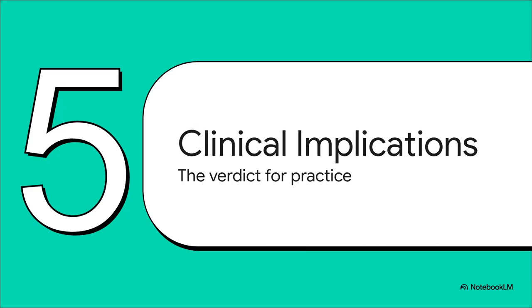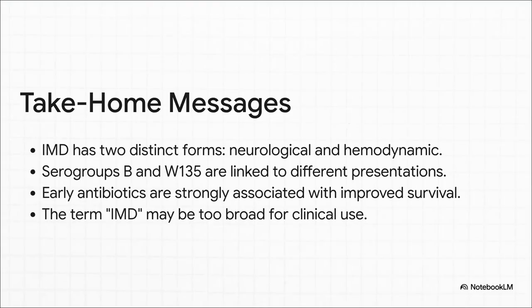So let's tie all this together. What's the final verdict? What should we be taking away from this study and bringing to the bedside? Well, the conclusion couldn't be clearer. We have to stop thinking of IMD as one disease. The neurologic and hemodynamic types are just fundamentally different syndromes. They have different risk factors, different serogroups, and wildly different prognoses. Making that distinction is absolutely key for managing our patients correctly, and the data gives us a clear mandate. Get those antibiotics in early. It's one of the most powerful things we can do.